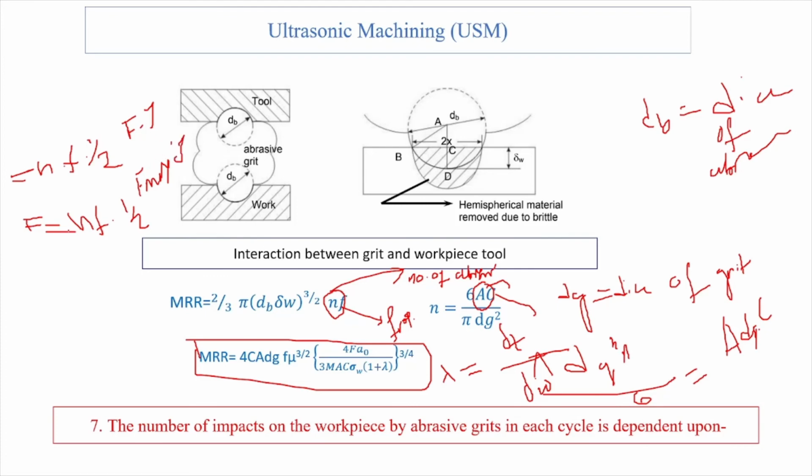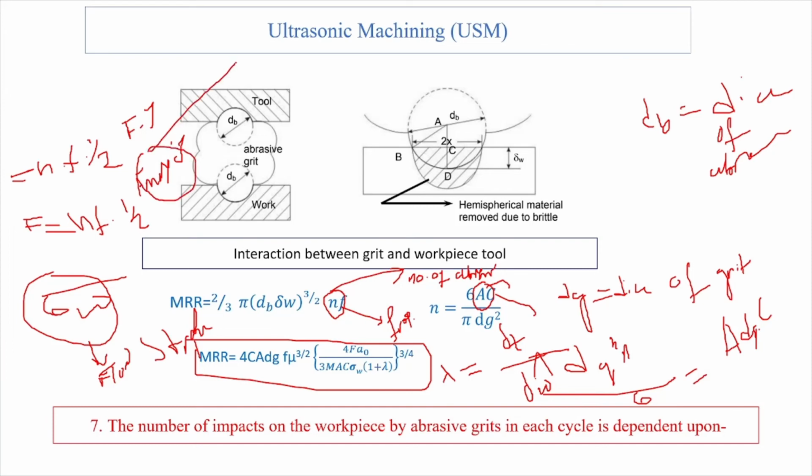If the flow strength of the work material is taken as delta W, then F max we can rewrite as delta W into pi x square.